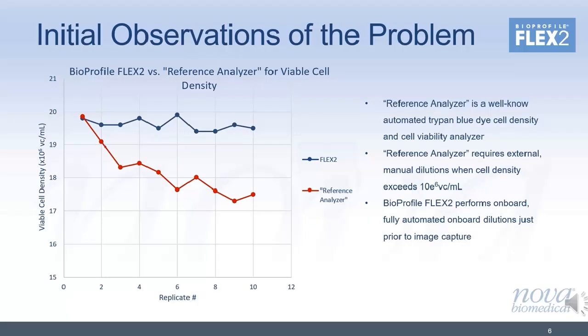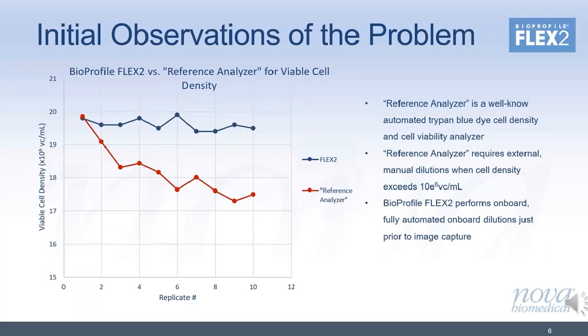We began a very extensive investigation that would take us almost a year to identify the root cause of the problem. It should be pointed out how we processed these samples: we prepared 10 samples for the Flex 2 and 10 samples for the reference analyzer, and because those samples were above 10 million cells per mil, we had to pre-dilute those samples at a 1:4 dilution to ensure that they were within the upper range of the reference analyzer, which at the time was 10 million cells per mil.